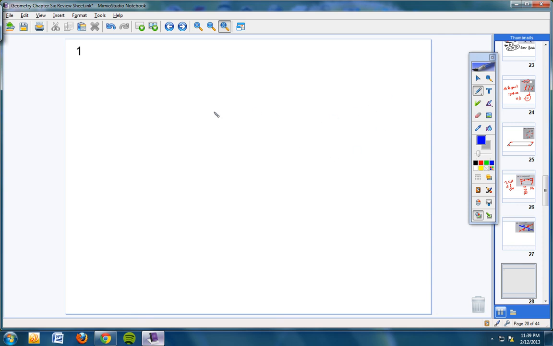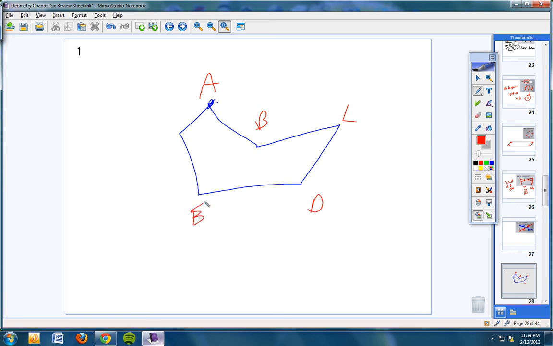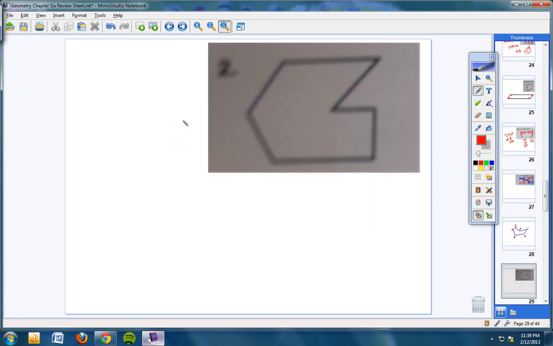Okay, moving on to the next page, number 1 says sketch a hexagon, label its vertices. Okay, I can do that. 1, 2, 3, 4, 5, 6. There we go, close enough. And we'll just call it A, B, C, D, E, and F. There we go.